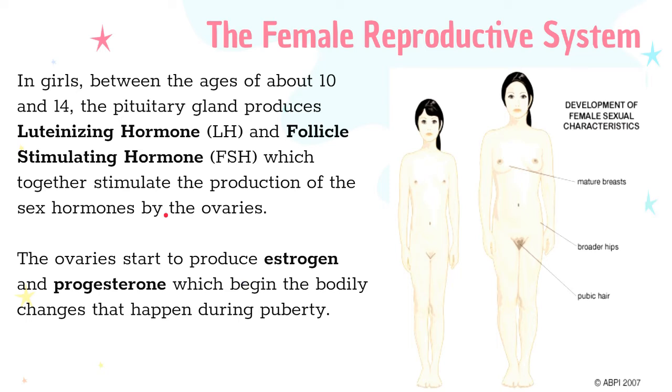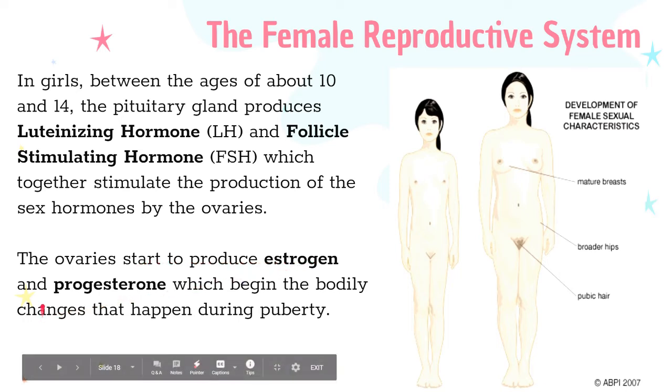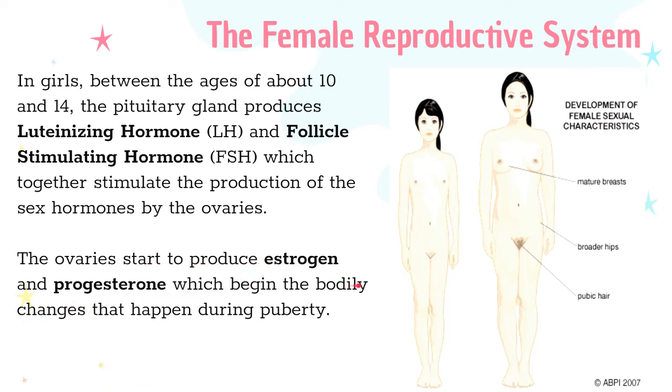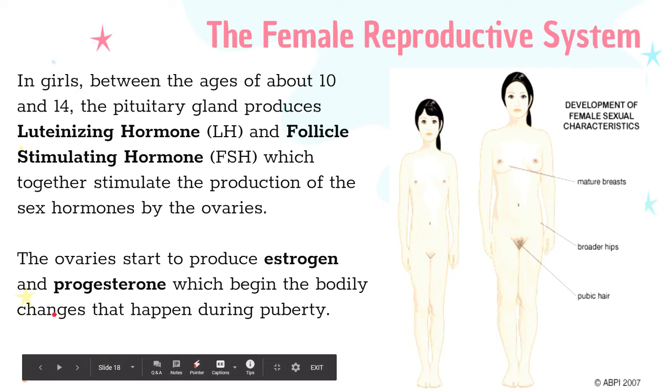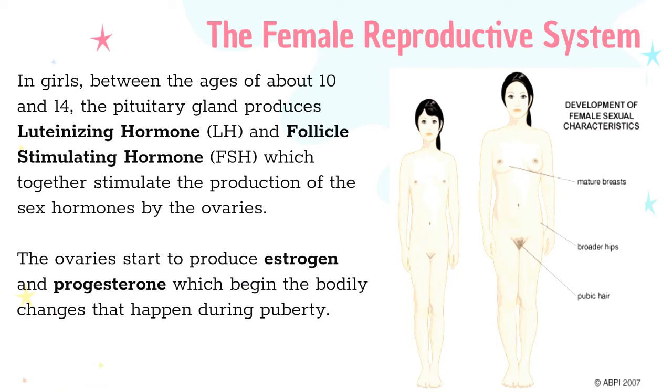Okay, so once those hormones reach the ovaries, they will start to produce estrogen and progesterone, which will begin the bodily changes that happen in the female body during puberty. In males, their primary sex characteristic is their testicles. In females, the primary sex characteristic would be the ovaries. Their secondary female sex characteristics are as follows.